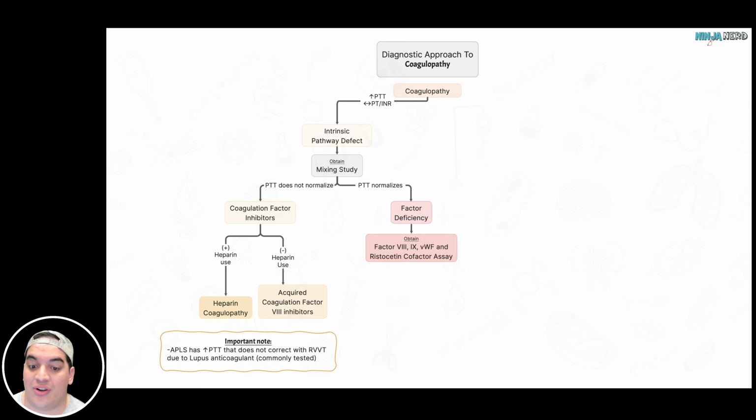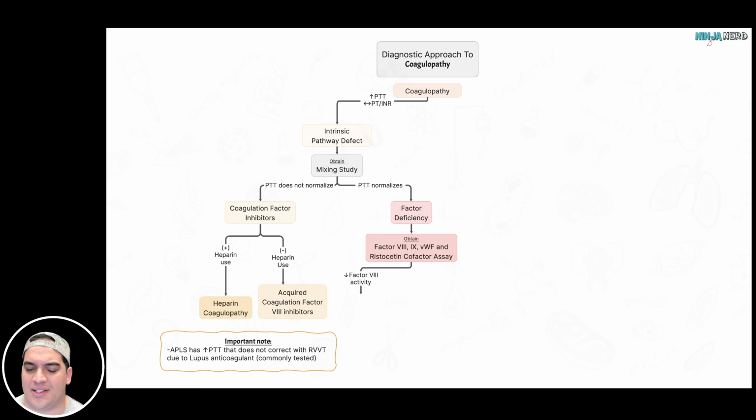I want to check factor 9, and I want to check von Willebrand factor activity. And then on top of that, I want to check that ristocetin cofactor assay, which we talked about in the platelet disorders, because it's going to tell me if I do that study, and they don't aggregate, and I add plasma-rich von Willebrand factor to the scenario, and they do aggregate, that's diagnostic of von Willebrand disease.